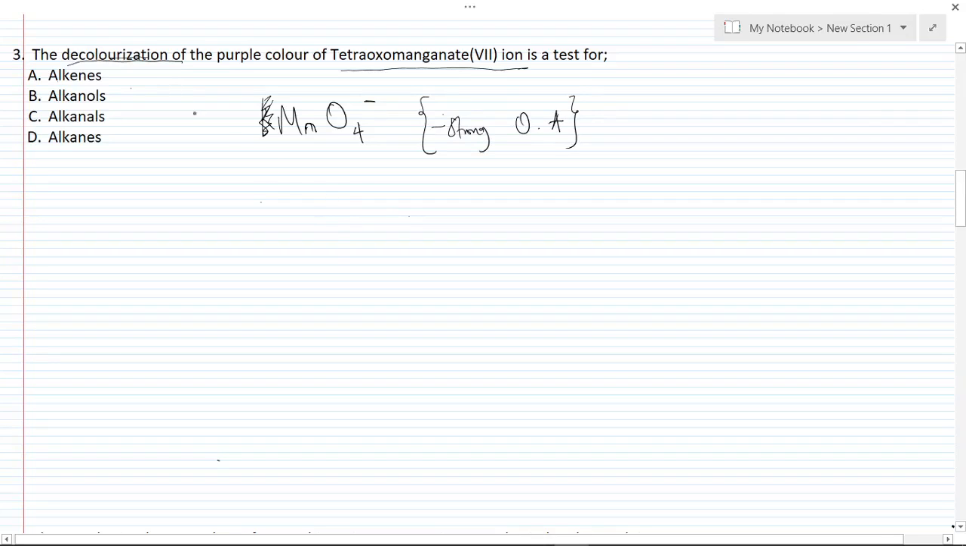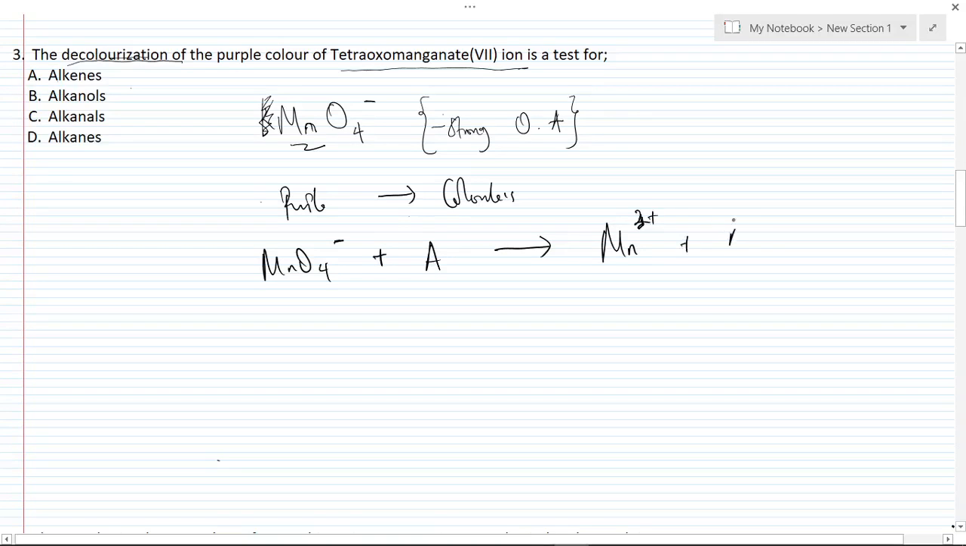And in its oxidized form, or in its neutral form, it has a purple color. However, in its reduced form, it is what? Colorless. So what this means is whenever MnO4 minus oxidizes a compound, you have MnO4 minus and, let's say, compound A. It's been reduced, and the compound, on the other hand, I'm going to use the square bracket oxygen to represent the oxidation.